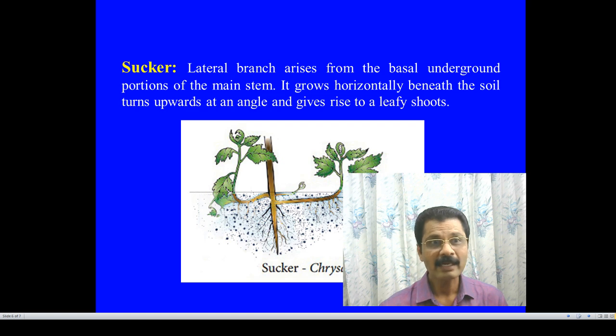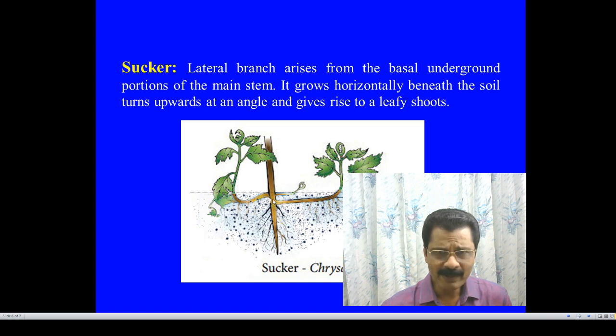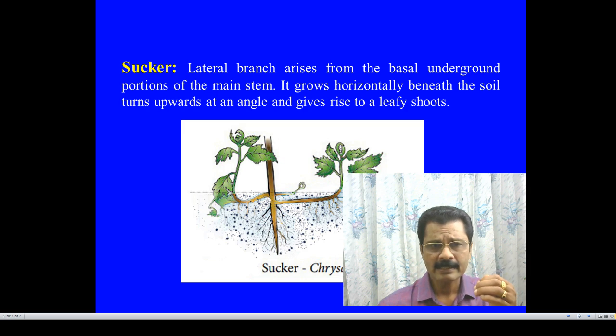Then the last one is sucker. In the case of sucker, the lateral branch arises from the basal underground portion of the main stem. And you can't see these branches. So these branches are seen under the soil. And after it grows horizontally, it grows upwards. And if it separates from the mother plant, it grows into an individual one. See, that is the main difference between a runner, stolon and a sucker.